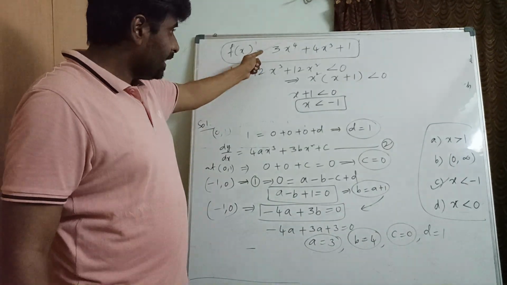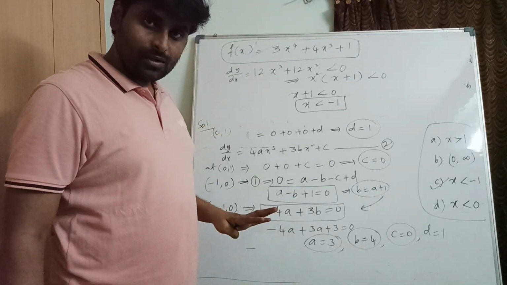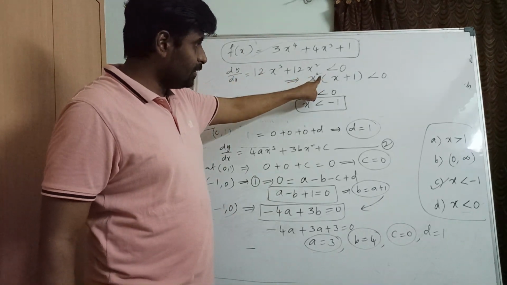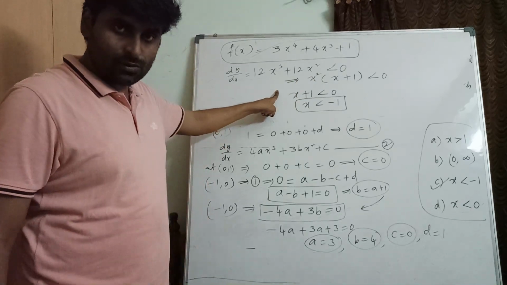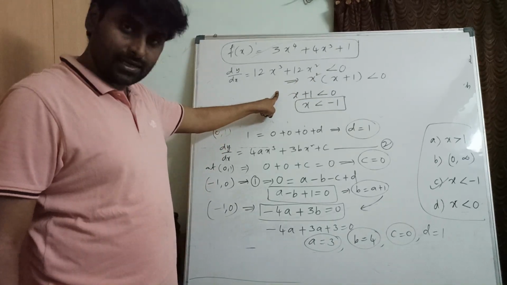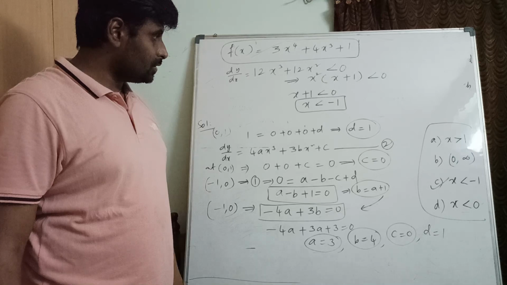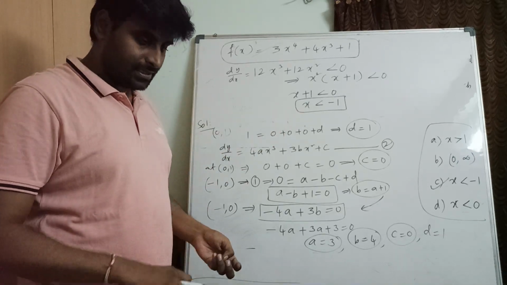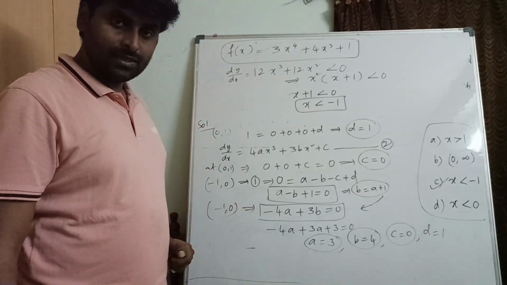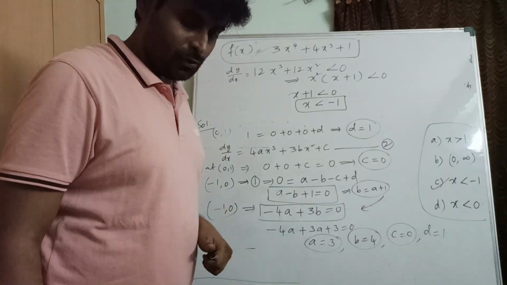So after that, its derivative, the slope, must be less than 0. At which value of x is that slope less than 0, a negative gradient for the curve that we have found out? So what was the correct answer here? x less than -1. Clear? So pause the video, make a note of it.